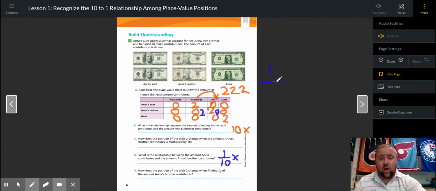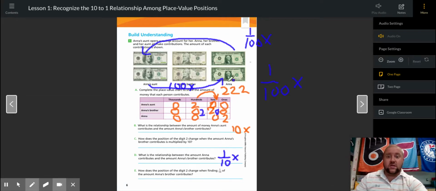So that would be 1/100th times the size, because it's 2 place value columns, and 2 place value columns means 100 times. All right. So now Anna compared to her aunt, Anna gave 1/100th times the amount. But if you were to compare it the other way and compare Anna's aunt to Anna, that would be 100 times the size. Okay. So again, if it's more, then you're talking 10 times the size or 100 times the size or even 1,000 times the size.